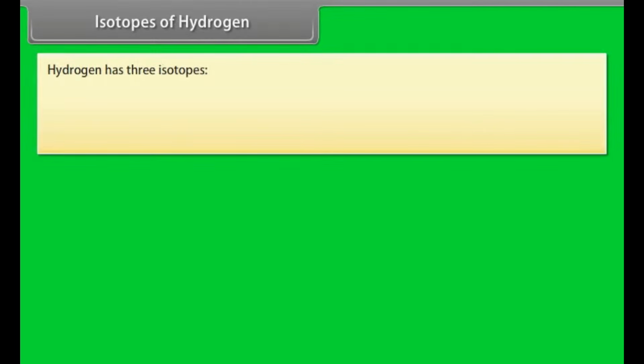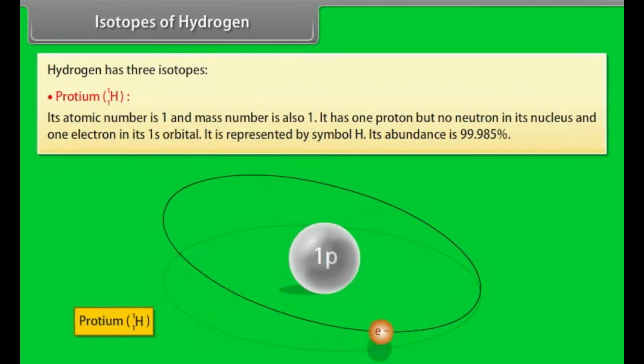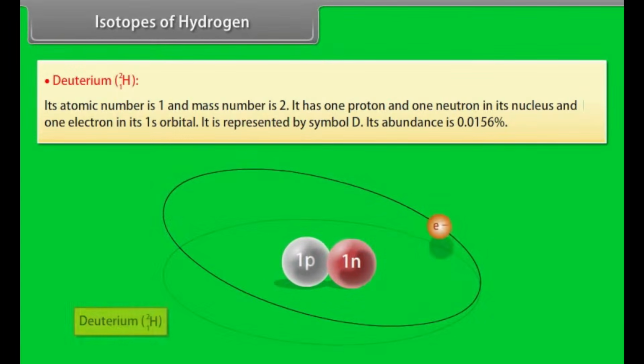Isotopes of hydrogen. Hydrogen has three isotopes. Protium. Its atomic number is 1 and mass number is also 1. It has one proton but no neutron in its nucleus and one electron in its 1s orbital. It is represented by the symbol H. Its abundance is 99.985%.